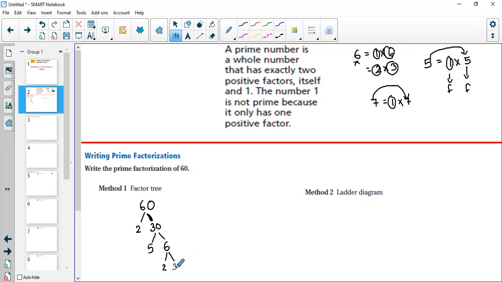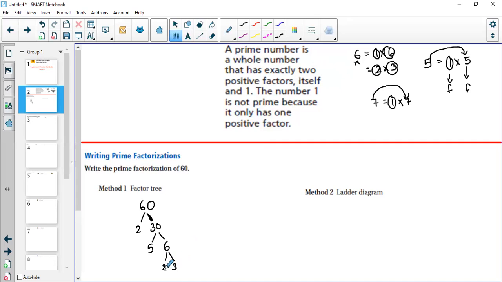2 multiply 3 gives me 6, or 6 multiply 1 gives me 6, but it doesn't make sense if I choose 6 once, because again I need to keep dividing 6. So I choose 2 multiply by 3. Never choose the factors which have 1 and the number itself. Okay, never choose them for prime factorization. So 6 can be again 2 and 3.